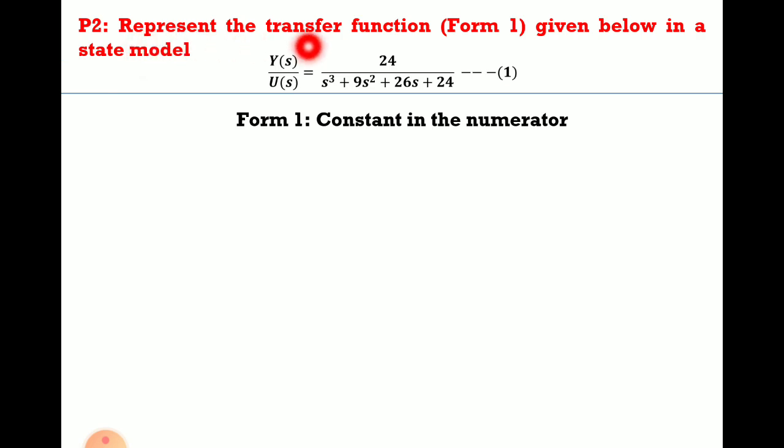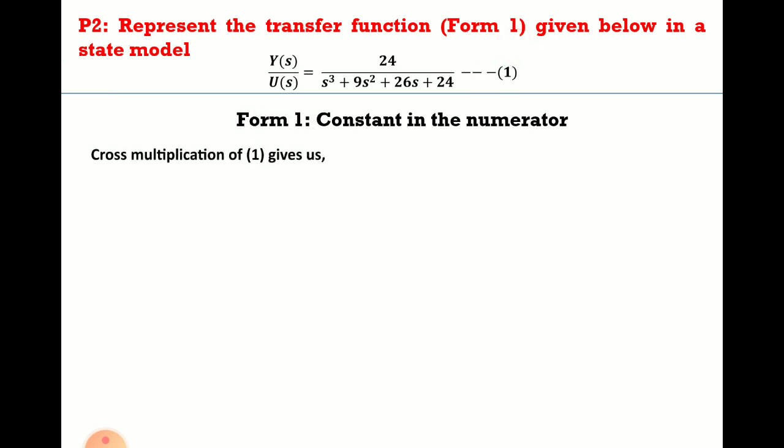So now we will quickly go through the problem statement. If you recall, in the previous video we had seen how to develop a state model for a given differential equation, but now we have been given a transfer function. So represent the transfer function given below in a state model, and this is form 1. Y of s by U of s is equal to 24 divided by s cube plus 9s square plus 26s plus 24. It is called form 1 because in the given transfer function, the numerator is a constant.